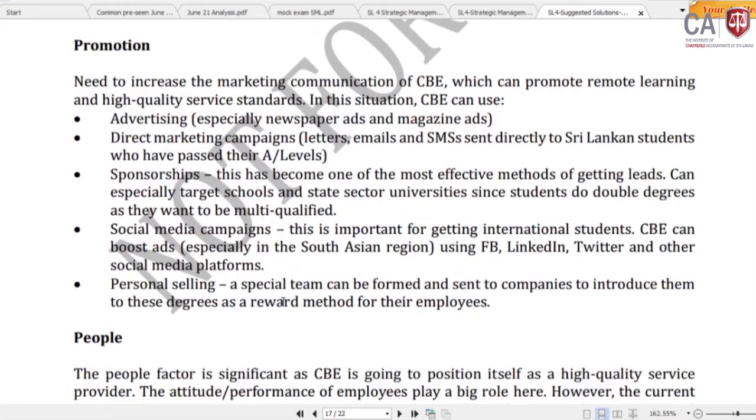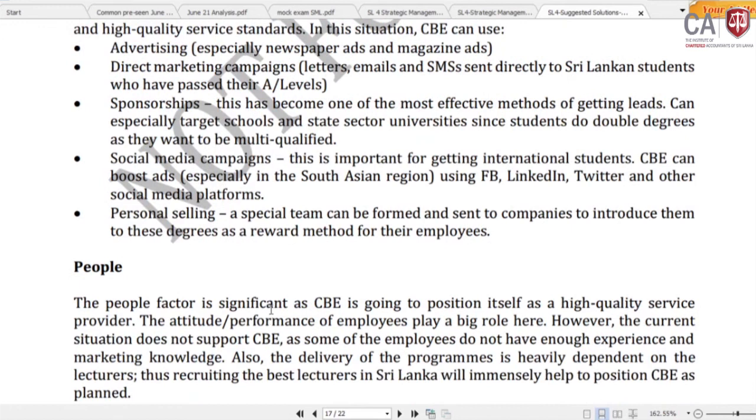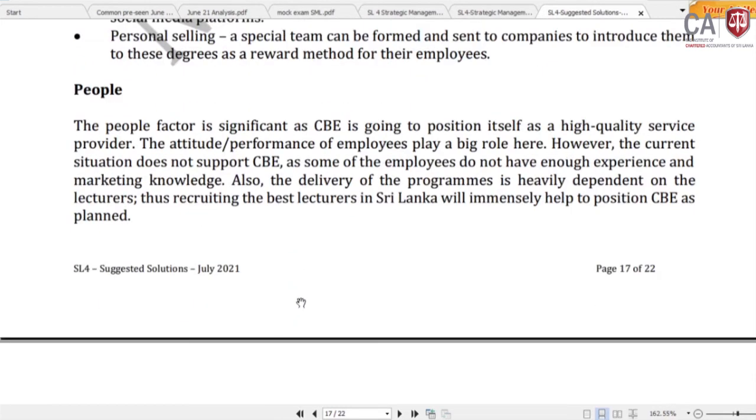Promotions: they need to increase the marketing communications of CBE, which can promote remote learning and high quality service standards. In this situation, CB can use advertising, special newspaper and magazine ads, and direct marketing campaigns, letters, email and SMS sent directly to Sri Lankan students who have passed their A levels. Sponsorships are another option, right. Then social media campaigns, like Facebook, LinkedIn, Twitter, then TikTok, YouTube. Personal selling: a special team can be formed and sent to companies to introduce these degrees as a reward method for their employees.